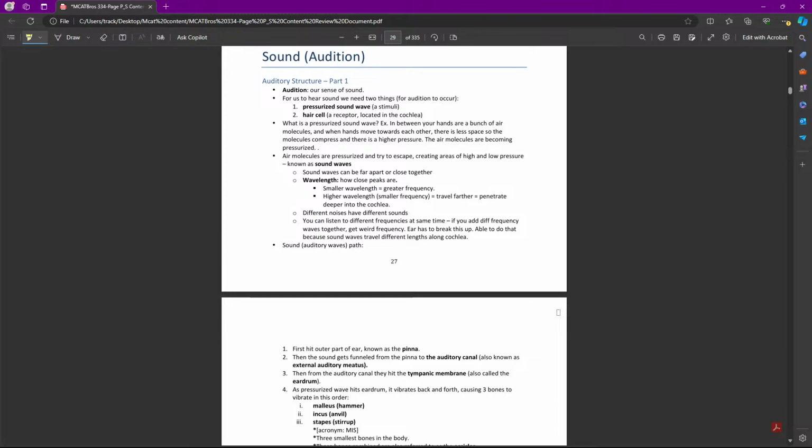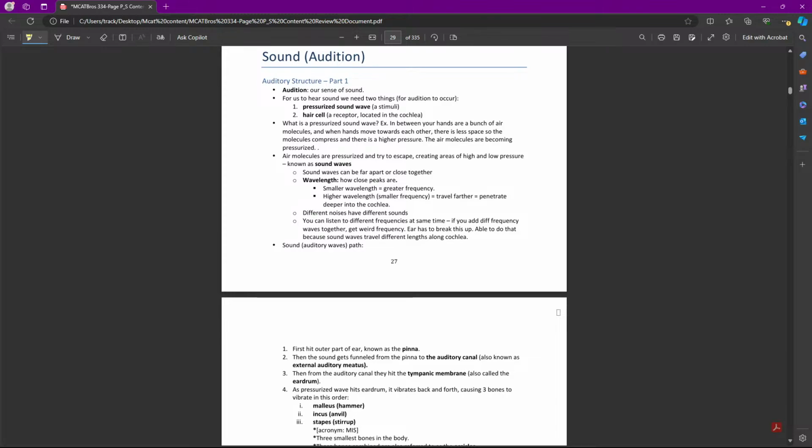I think everybody knows what a sound wave is if you're in the science department or common sense. It's just basically sound waves with a certain frequency that go up and down. Usually sound waves are longer, because radio waves are very long. And wavelength tells you how close the peaks are together. So a small wavelength has a greater frequency, while a higher wavelength means they have to travel farther and penetrate deeper into the cochlea.